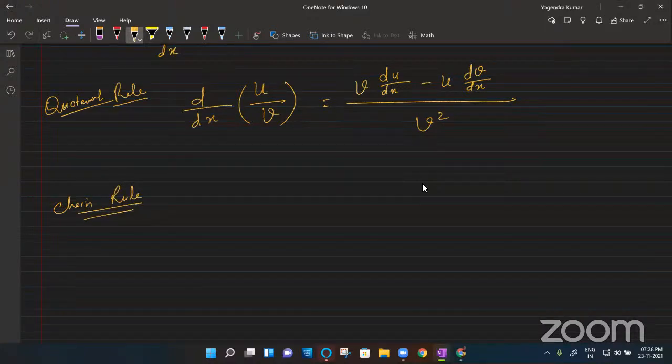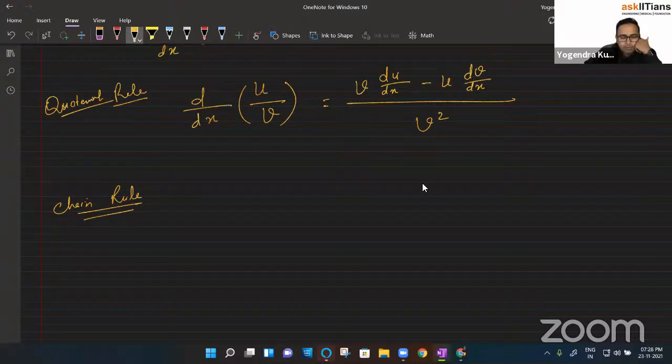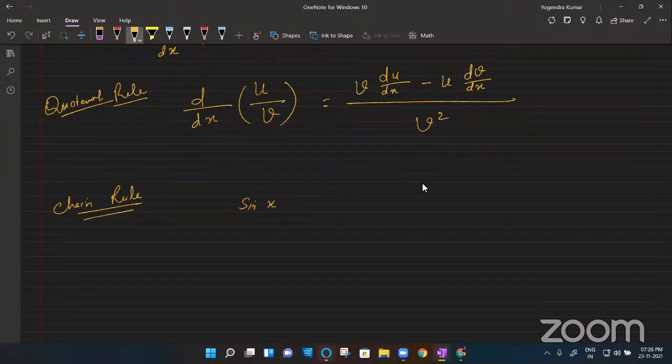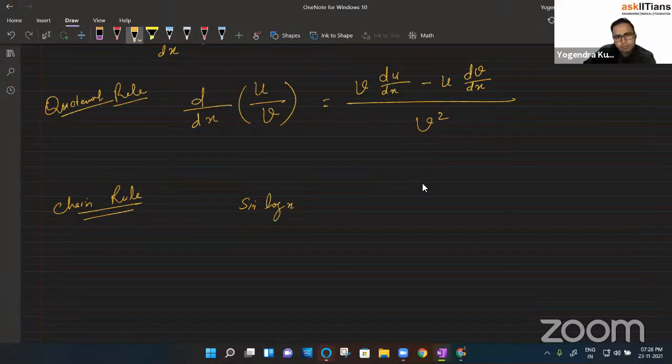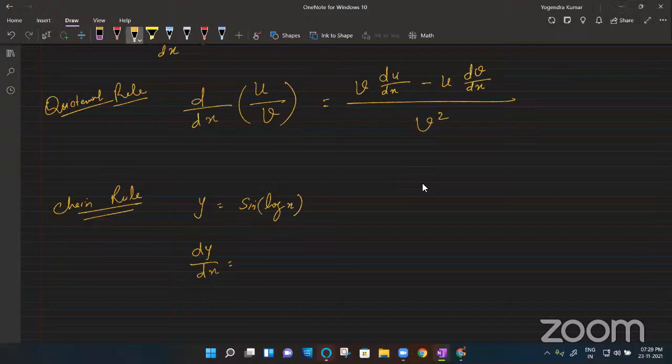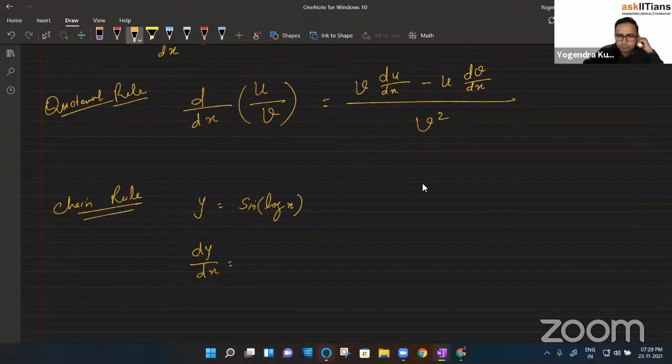Chain rule is what? f of g of x. Suppose we have a composite function, a function inside the given function, like sine of log x. This is y, so dy by dx is going to be cos of log x. Differentiate the given function assuming it is like sine of x only, so it becomes cos of log x.